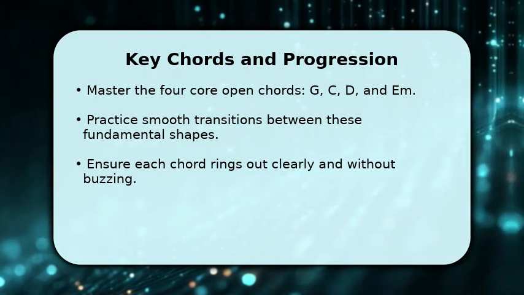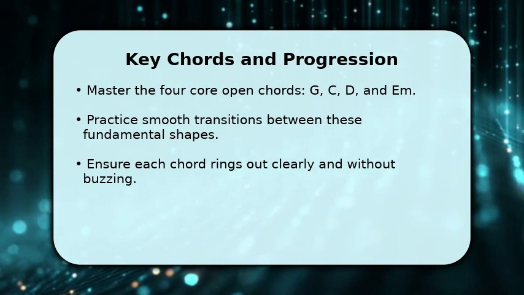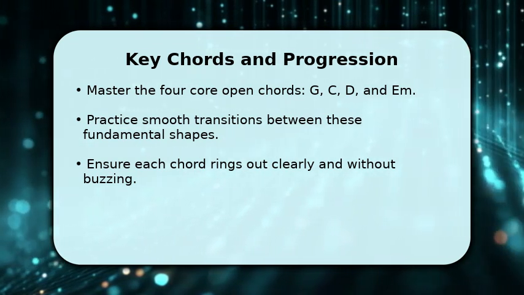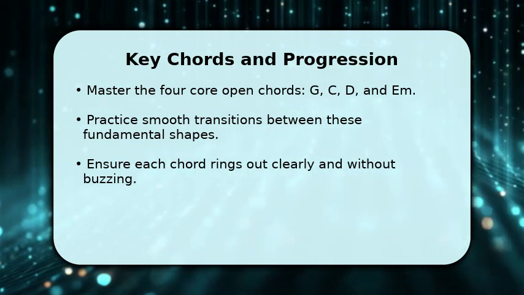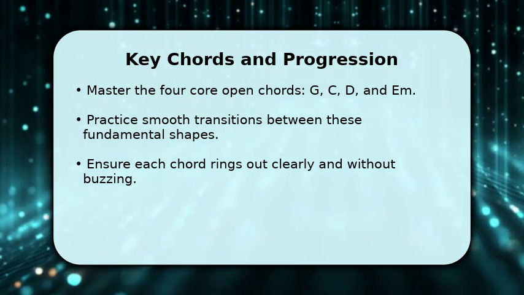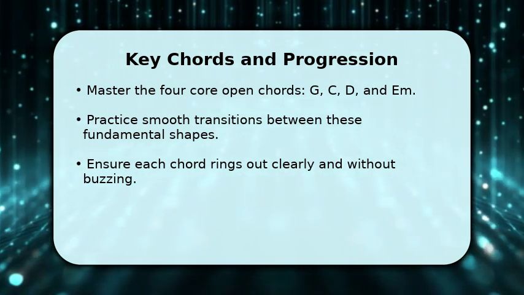The heart of Bad Dreams lies in its simple yet effective chord progression. You will primarily use 4 open chords: G major, C major, D major, and E minor. Focus on transitioning smoothly between these shapes, ensuring each note rings out clearly. Consistent practice of these changes will build your finger strength and muscle memory, making the song much easier to play.